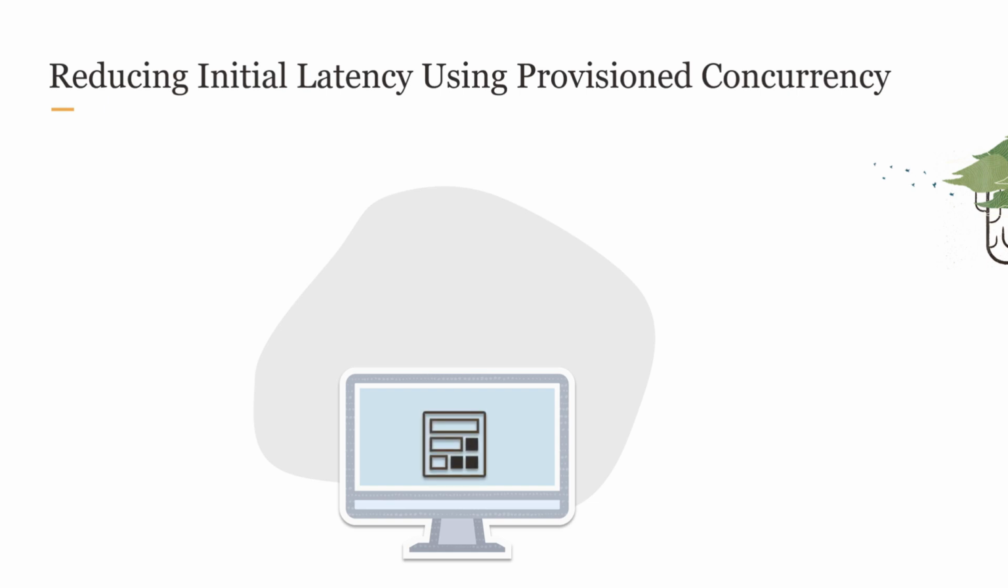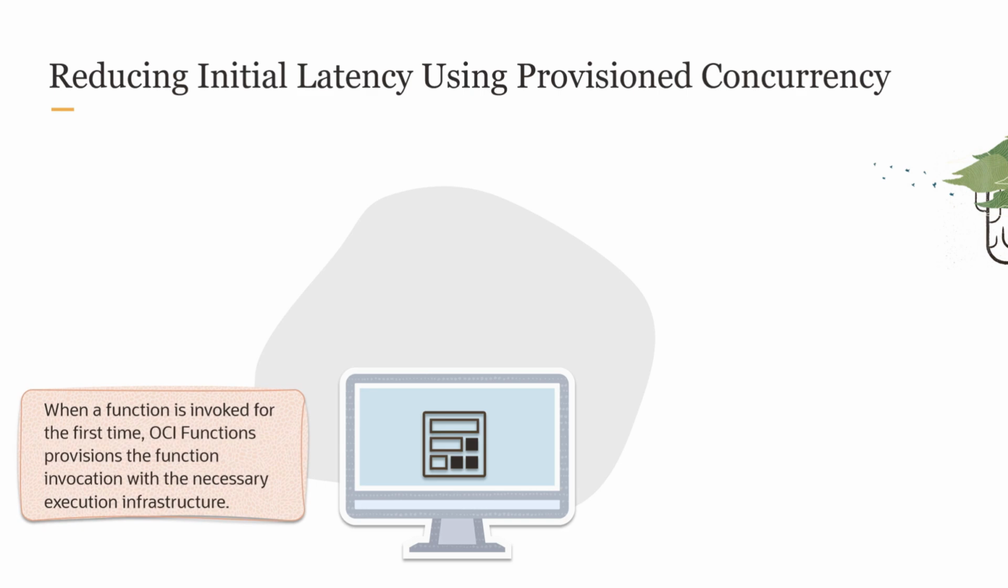Next, let's discuss reducing initial latency using provisioned concurrency. When a function is invoked for the first time, often referred to as a cold start, OCI Functions provisions the function invocation with the necessary execution infrastructure. This includes the compute and network resources required for the function to execute successfully. The initial provisioning and response to this first invocation might take a variable amount of time, potentially several seconds or longer.